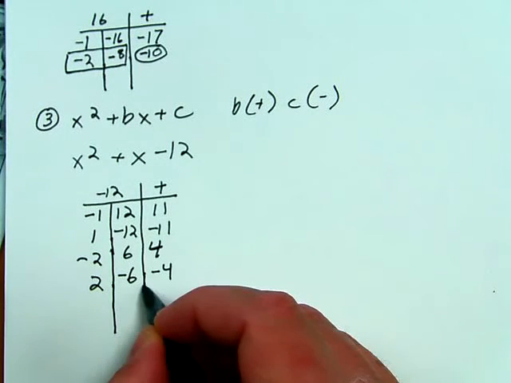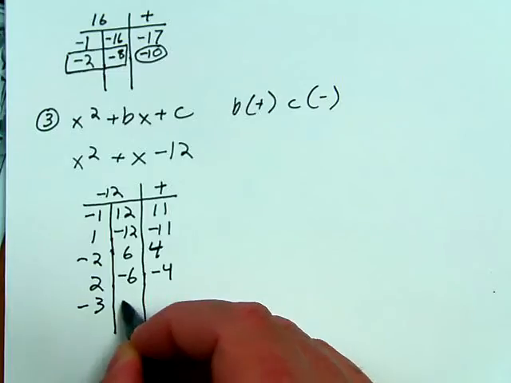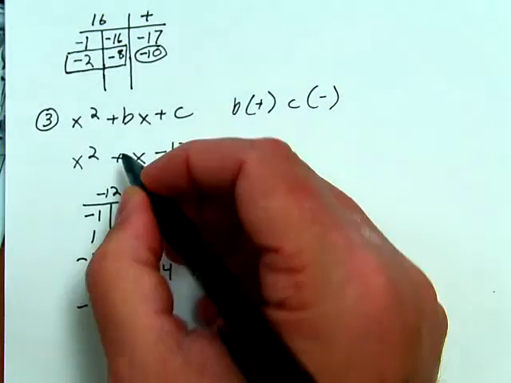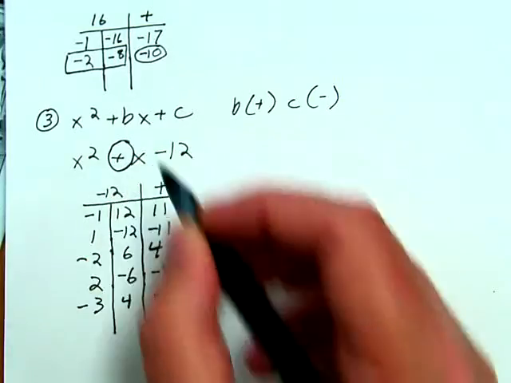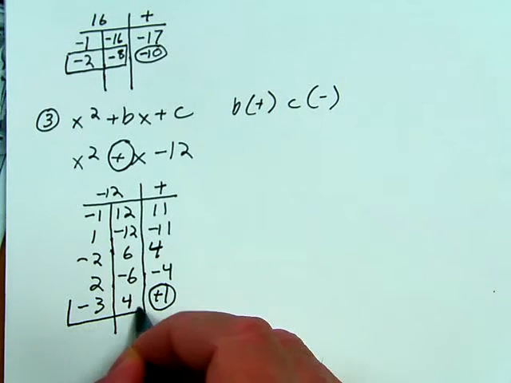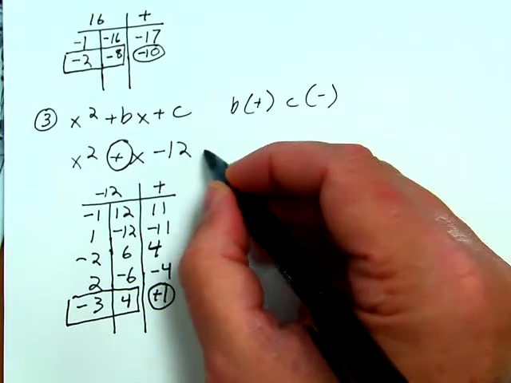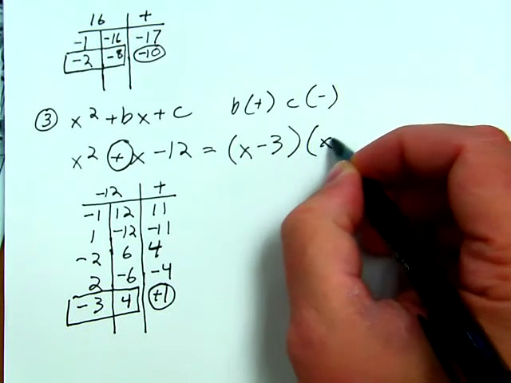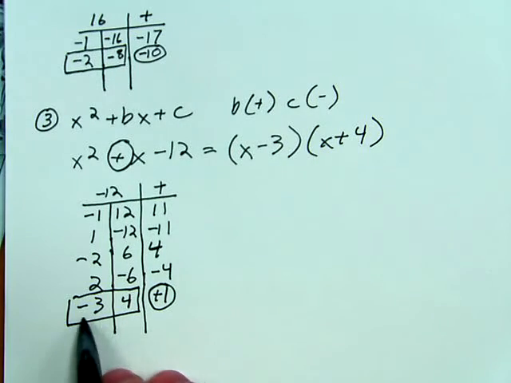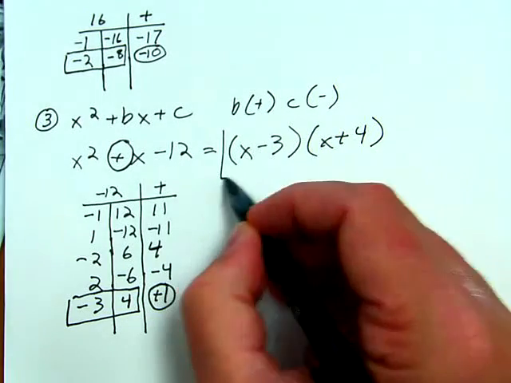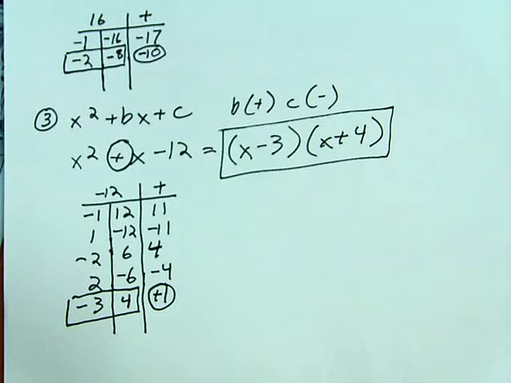All right, so let's continue on. Let's try negative 3 and 4. Negative 3 and 4 adds up to be positive 1. Well, that is what I'm looking for. There's my positive 1. Even though it's not written there, that's really a 1. So that matches. So these are the two numbers that go into my factors: x minus 3 and x plus 4. See the negative 3 and the 4. And that is my factored answer.